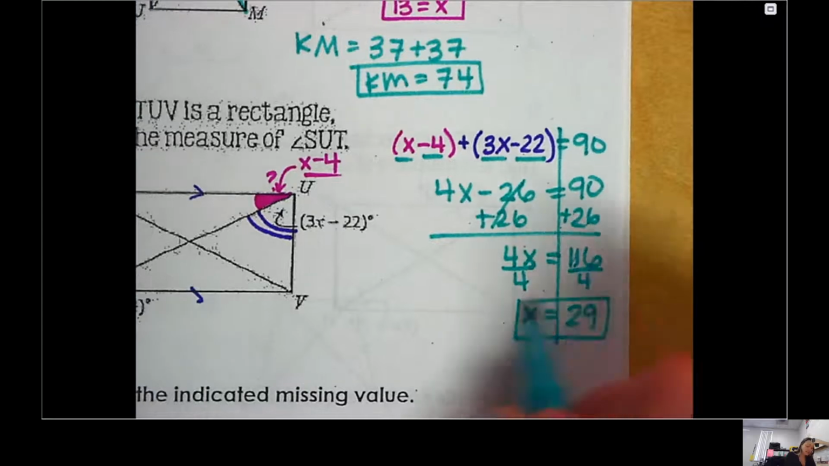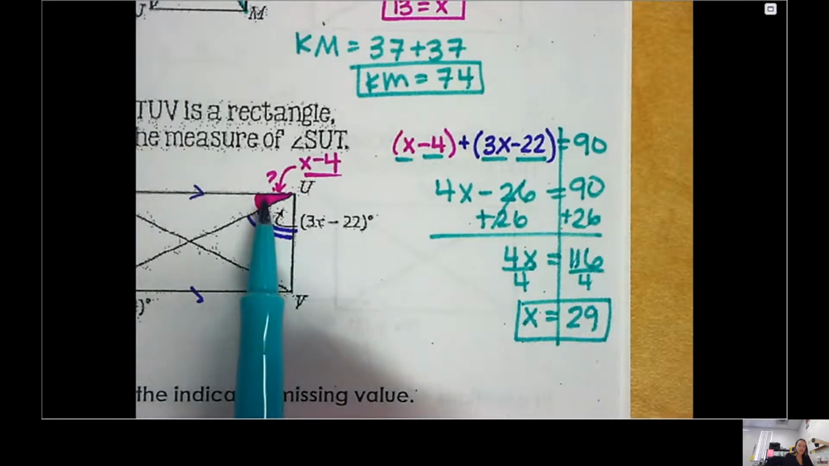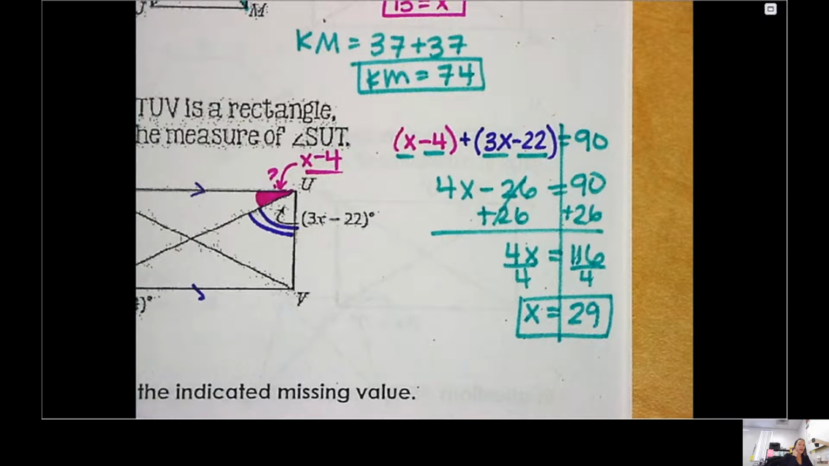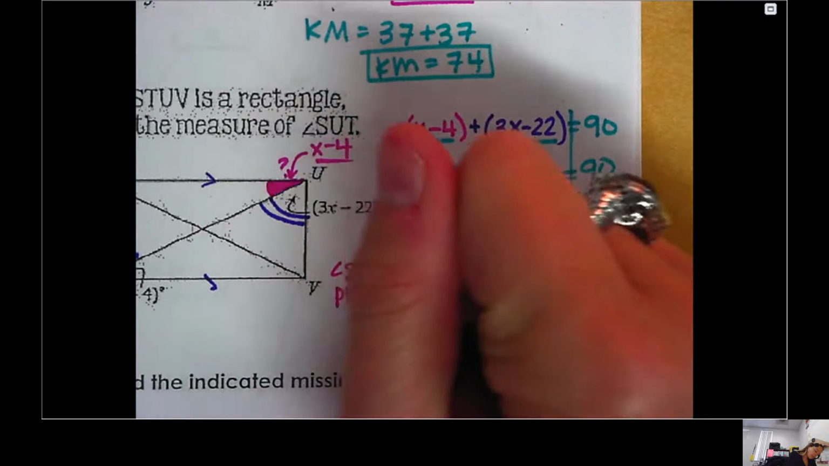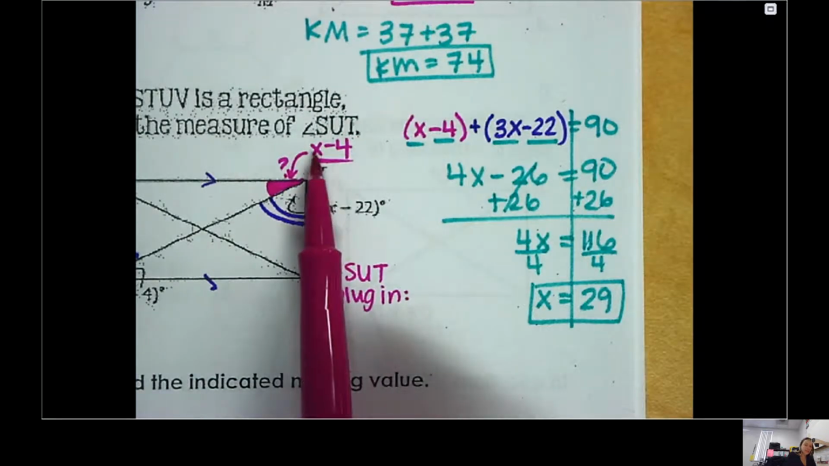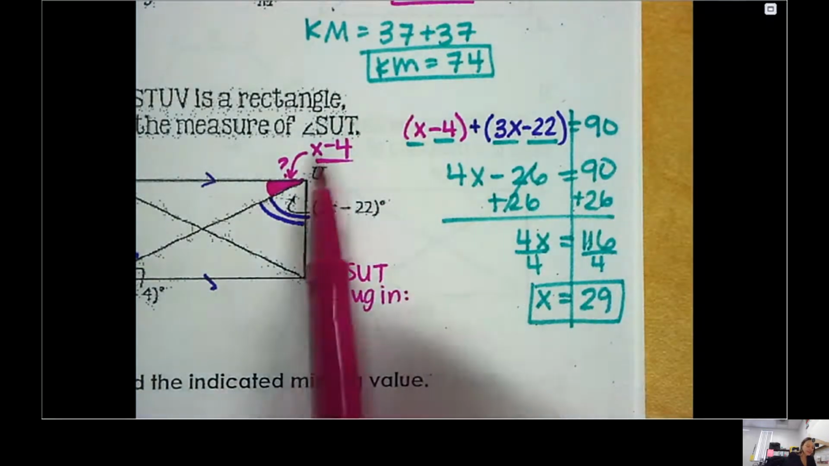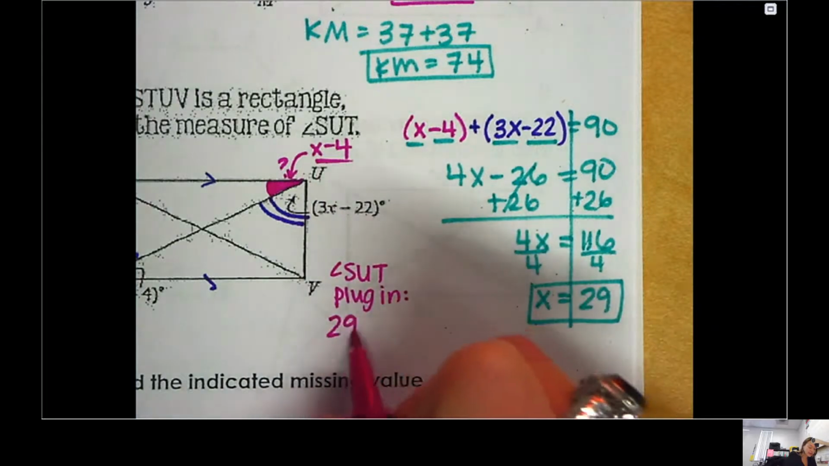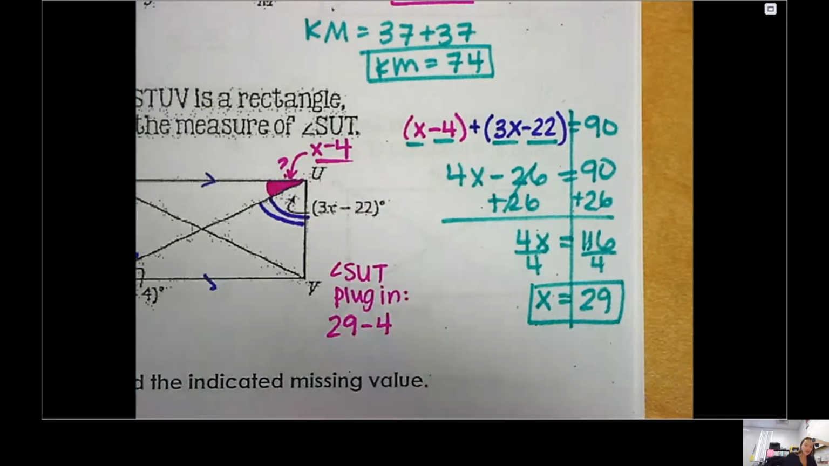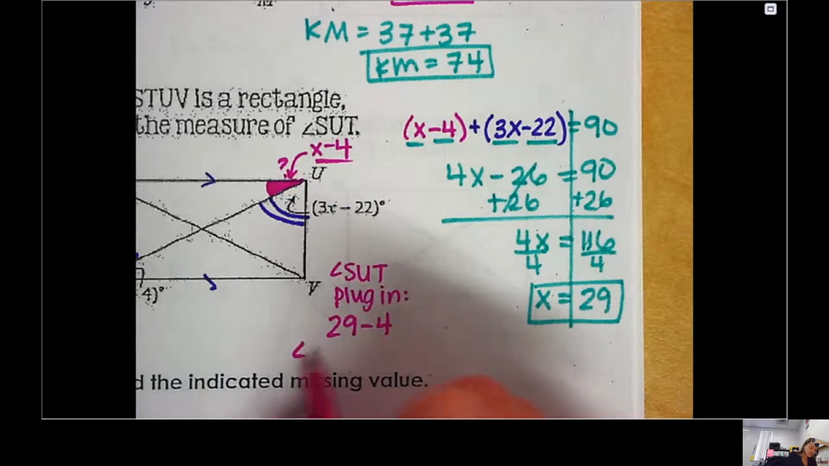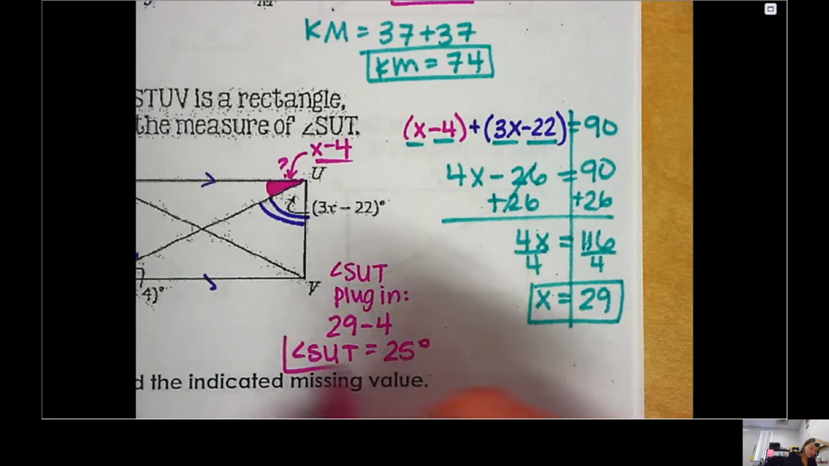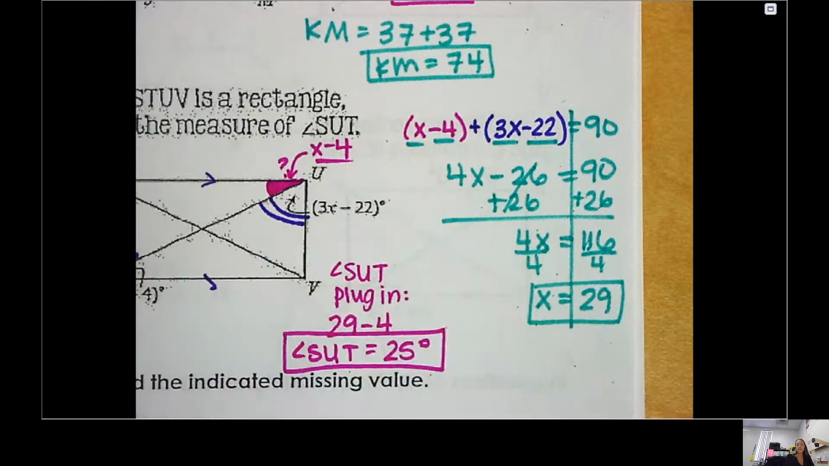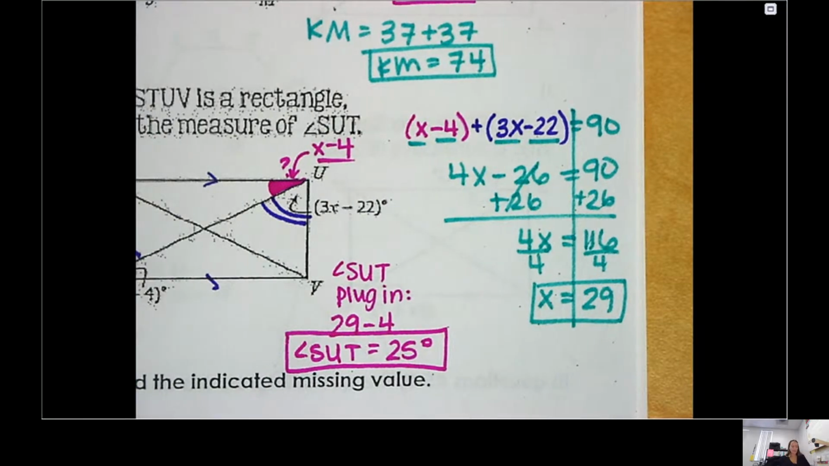Now I'm not done because I'm still trying to figure out what this pink angle is right here. So to figure out that pink angle, angle SUT, I'm going to plug in. I know this angle is x minus 4, so I just plug in my 29 into the x. So 29 minus 4. So angle SUT is 25 degrees. There you have it. Now I'm done with my rectangles.